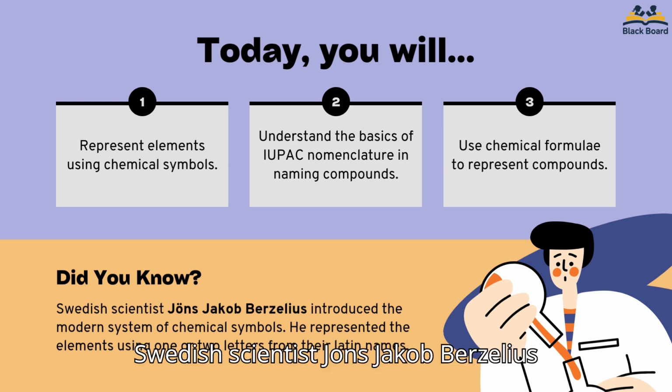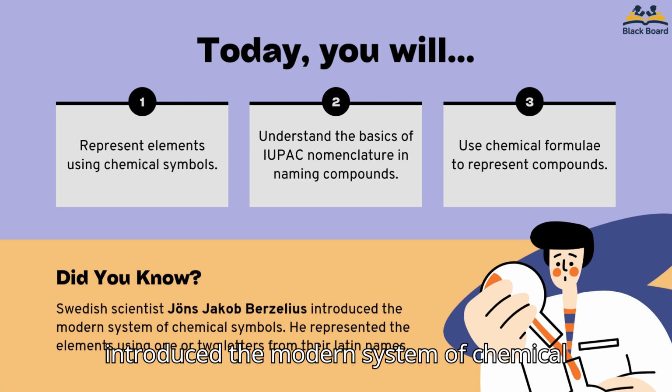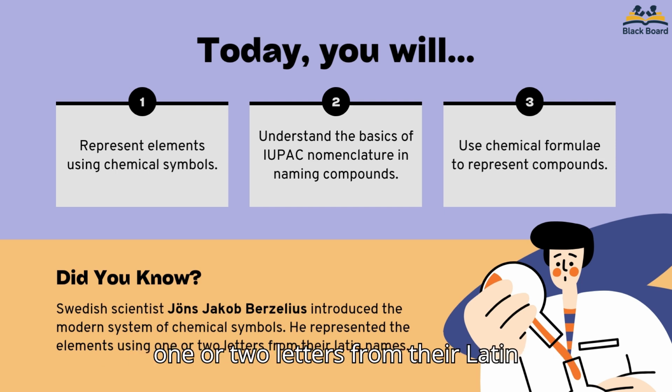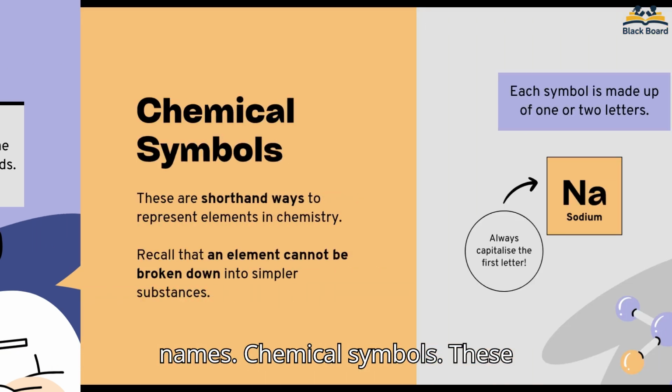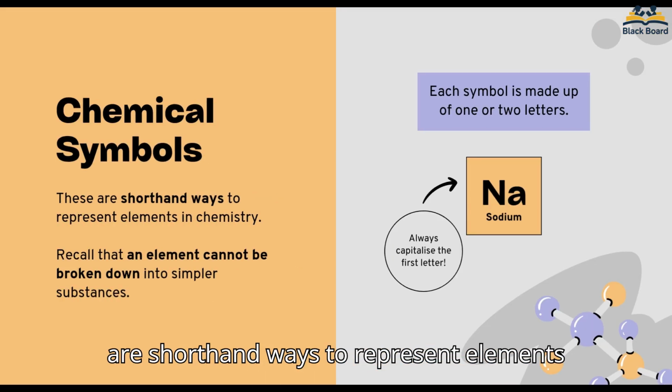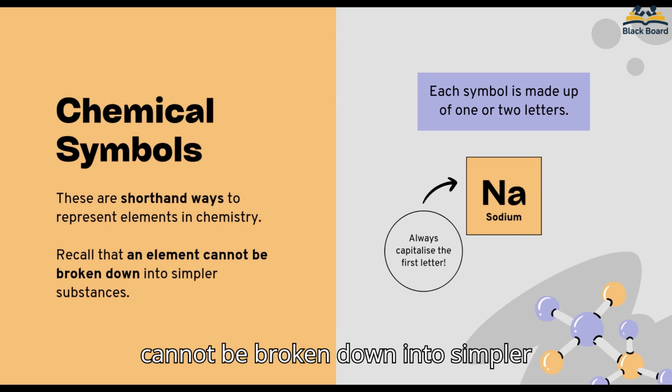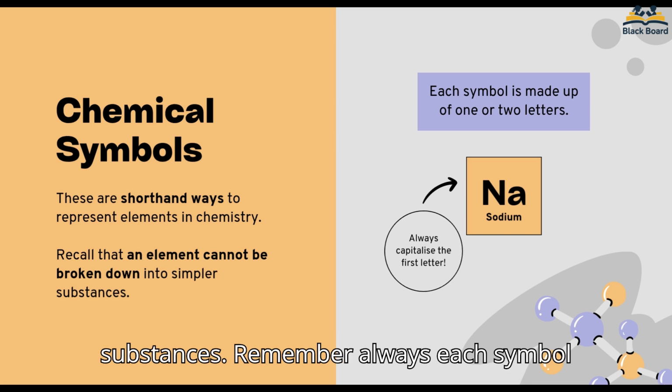Did you know? Swedish scientist Jöns Jacob Berzelius introduced the modern system of chemical symbols. He represented the elements using one or two letters from their Latin names. Chemical symbols. These are shorthand ways to represent elements in chemistry. Recall that an element cannot be broken down into simpler substances.